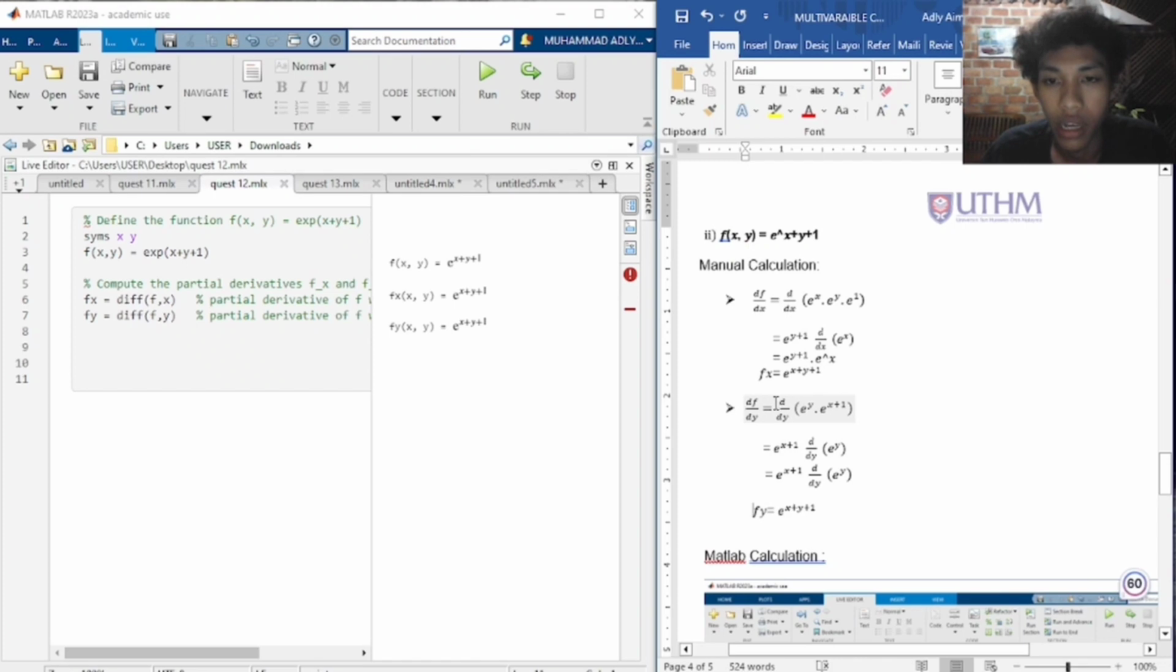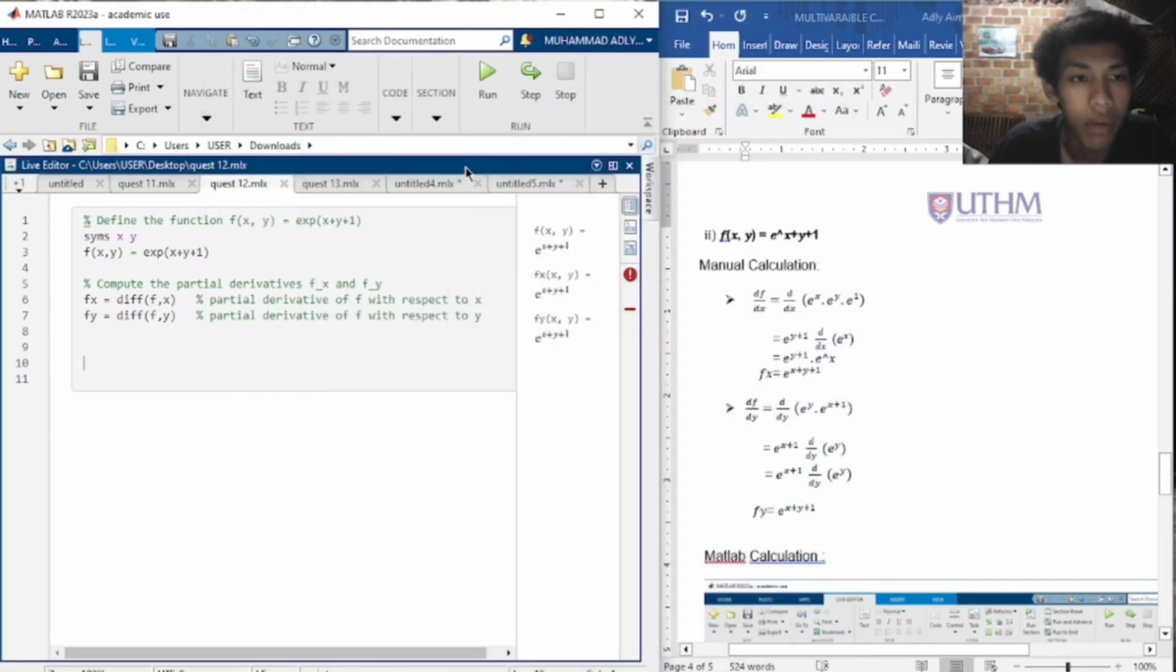And then for fy, we use the same method: differentiate the equation with respect to y, and make sure that x is a constant. For fx, y is a constant, and for fy, x is a constant. So we get the answer for fy is exponent to the power of x plus y plus 1.